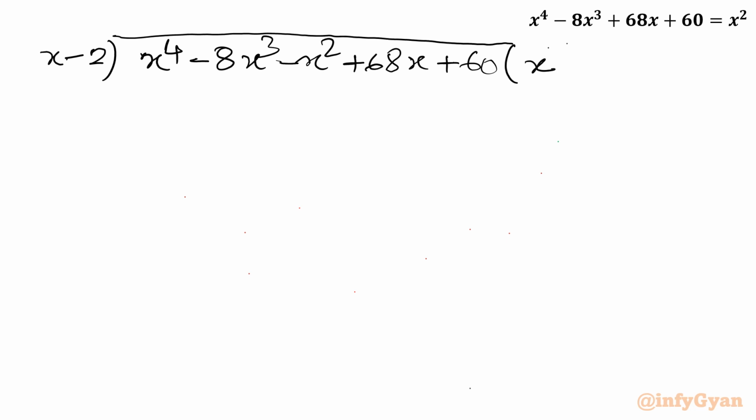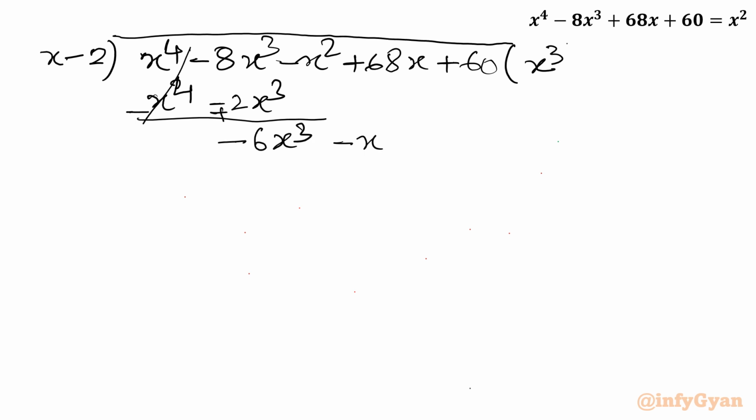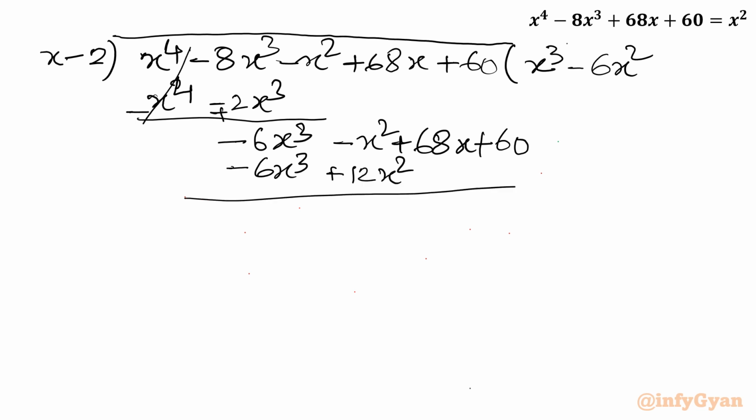See, I will consider x cube, then it will become x power 4 minus 2x cube. Change of sign, minus plus. This will get over. What is left? Minus 6x cube. Remaining terms as it is, 68x plus 60. Now I will take minus 6x square times. So it will become minus 6x cube. Then I will write plus 12x square. Same job, change of sign. This will get over, minus 13x square. Remaining term unchanged.